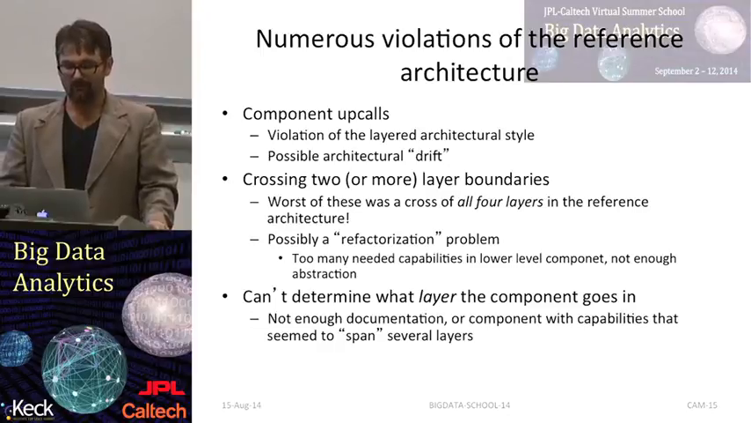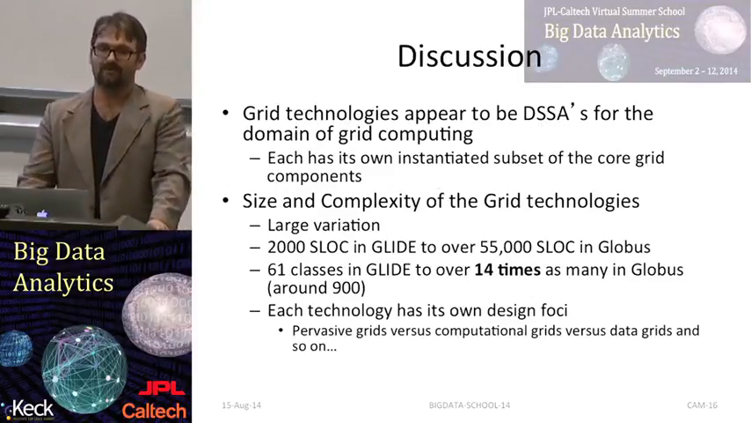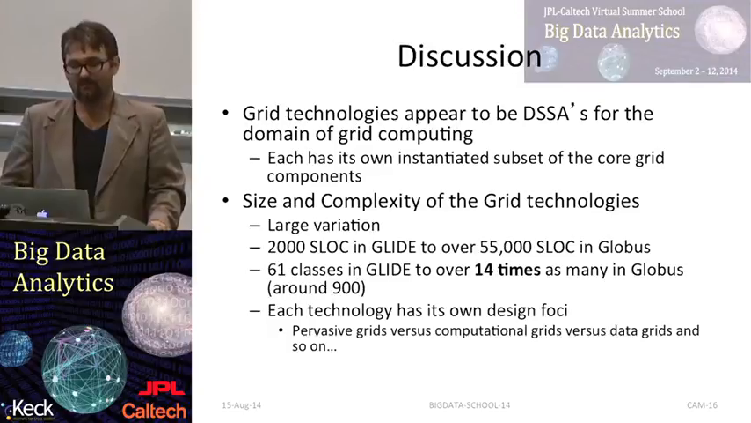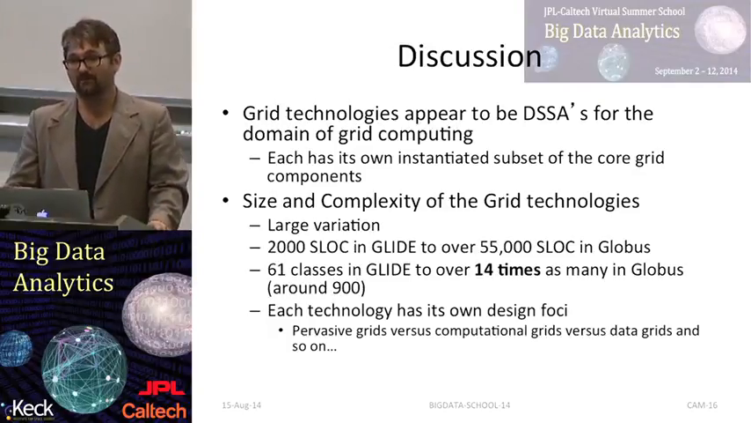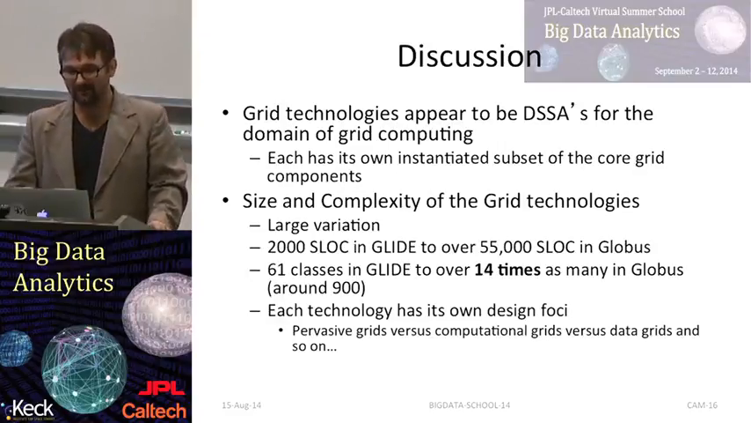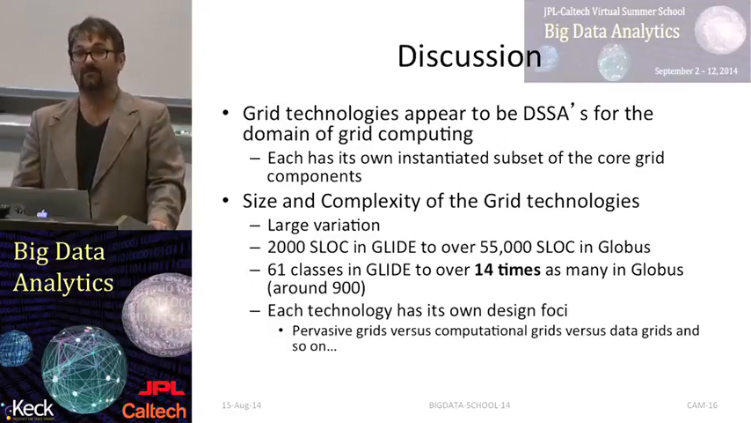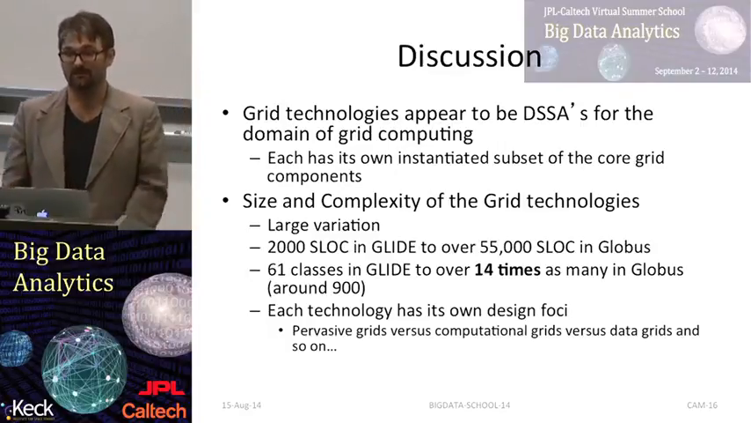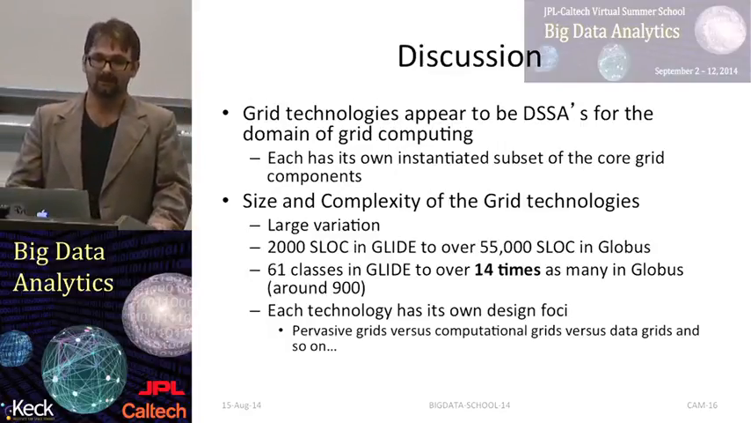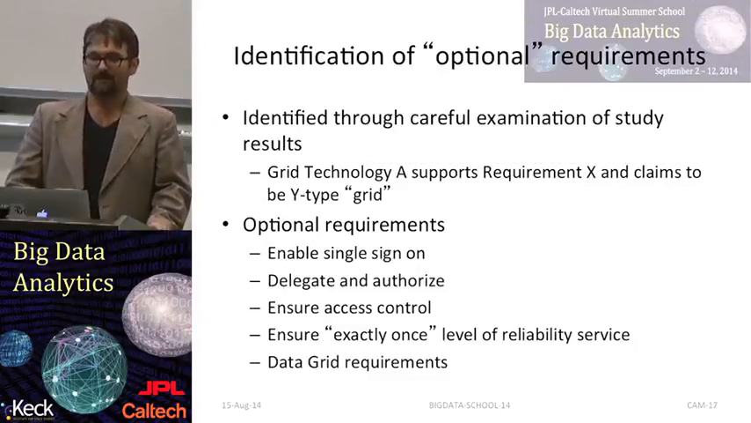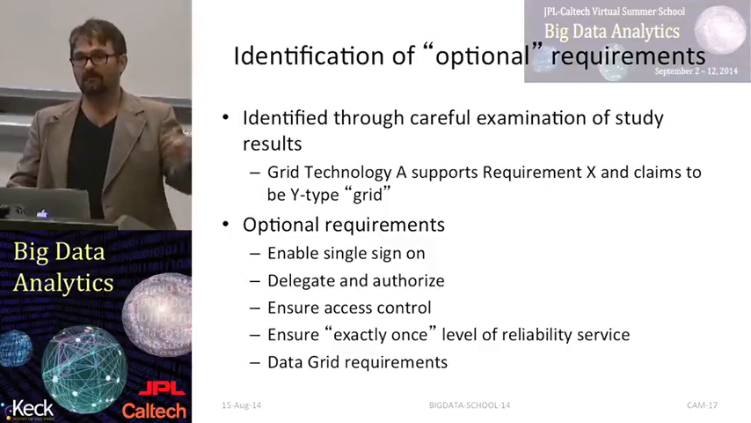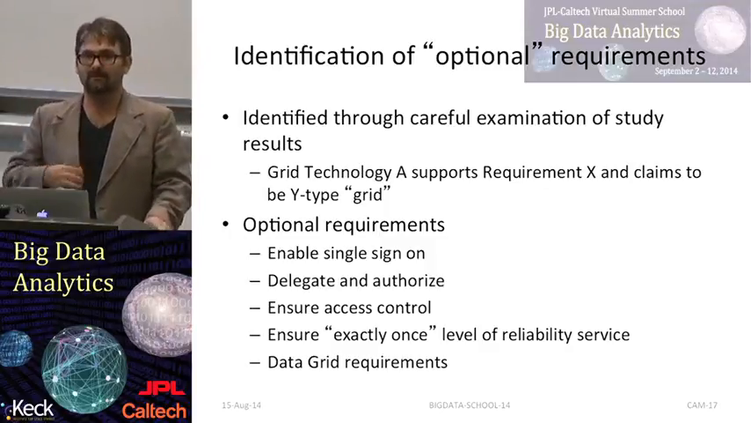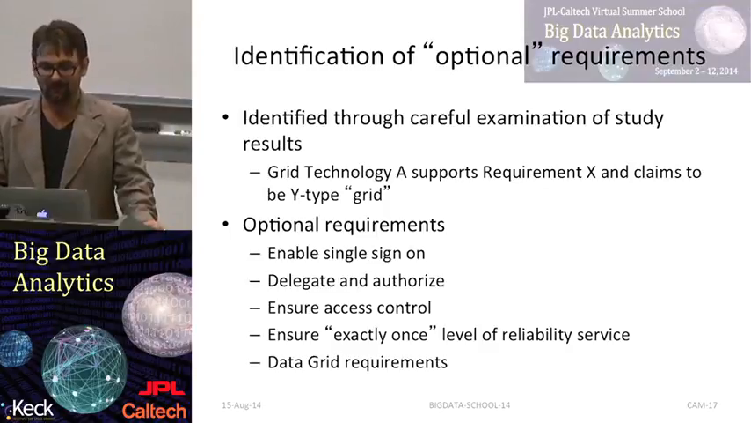Okay, what we gleaned from that is that grid technologies tend to be a domain-specific software architecture for the realm of grid computing, right? They exhibit a core set of reference requirements. They have similar components and styles, even though there are violations. They have a large variation in terms of their size, number of components, cardinality, and things like that. They also have optional requirements, right? And this is identified through the fact that not all grids satisfy these collective level requirements. Not all of them satisfy even these layer-specific requirements, okay?